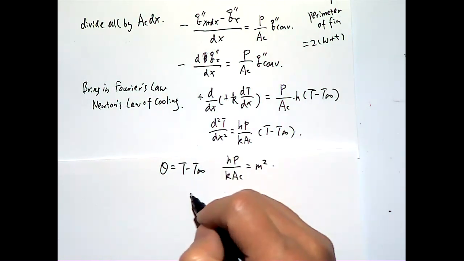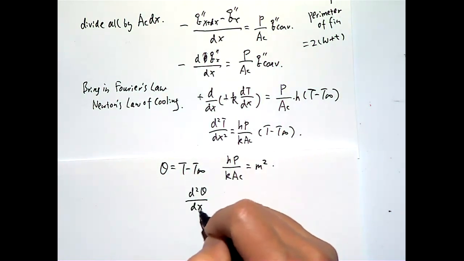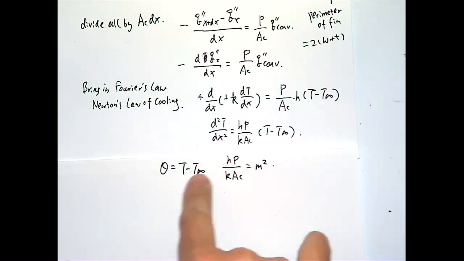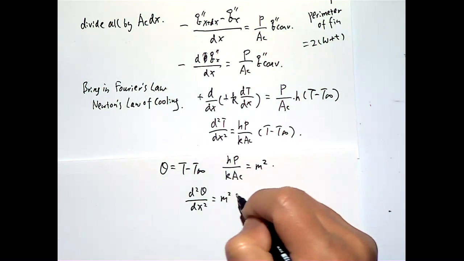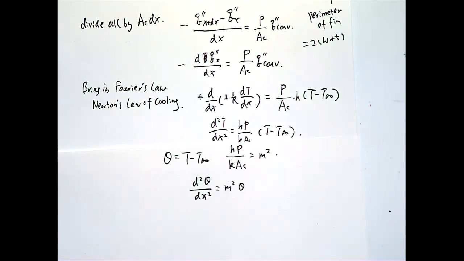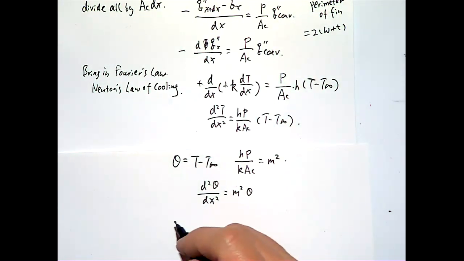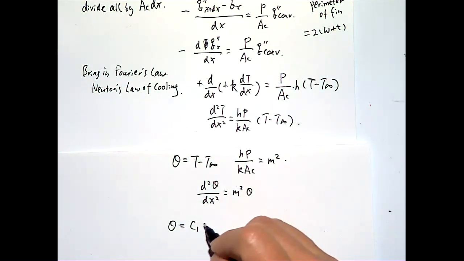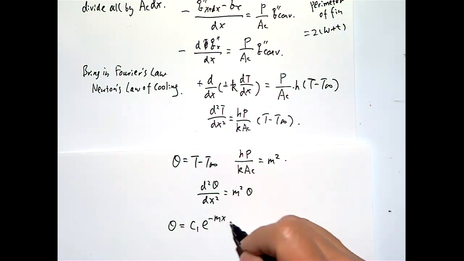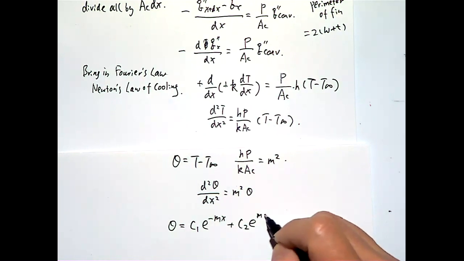So then I got d squared theta dx squared, right? So that's no problem, minus m squared theta equals zero. So this is a simple second order homogeneous differential equation, right? There is a standard solution for this type of equation, which I'm not going to prove, but just to give you the solution. So theta should equal C1 e to the minus mx plus C2 e to the mx.